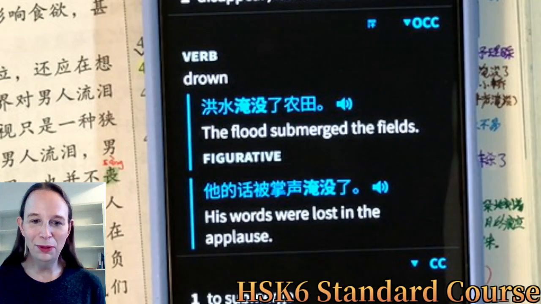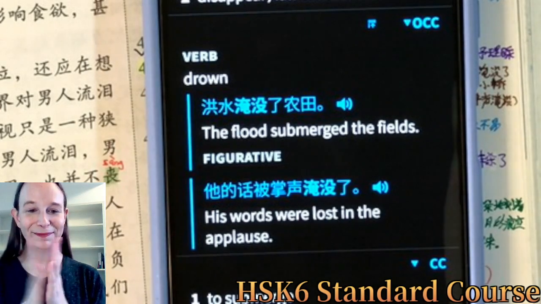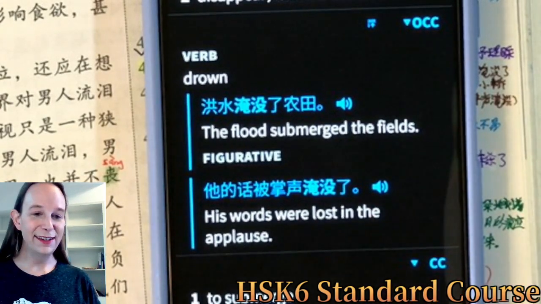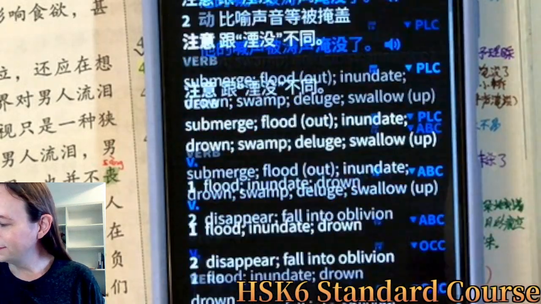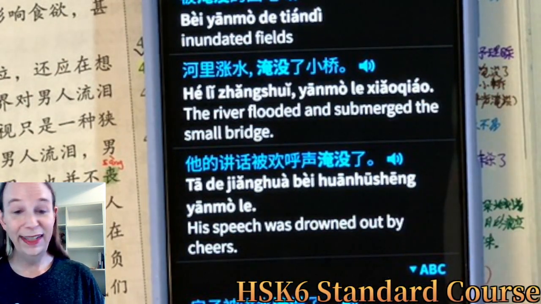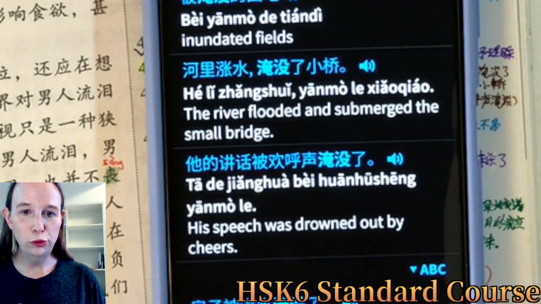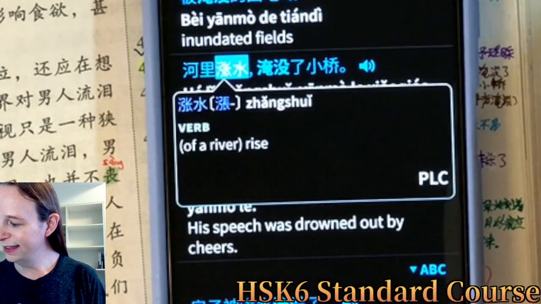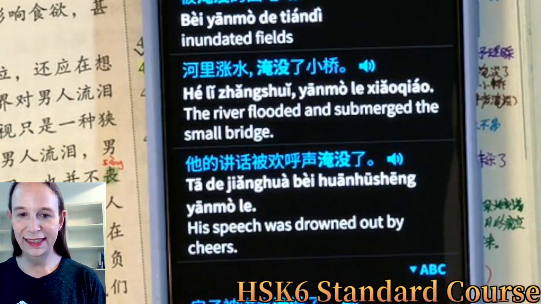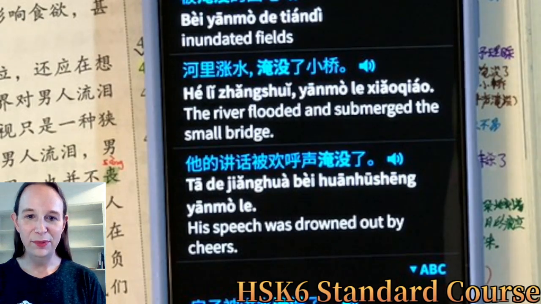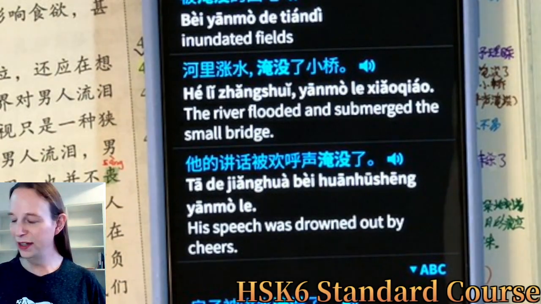Okay, 掌声 is applause, right? Okay, you know what applause is. 掌声. Actually, it's the sound of applause, isn't it? All right, 淹没. Yeah. 河里涨水. 涨 meaning to swell or bulge, I guess, or increase. 涨水 rise in this case. 淹没了小桥. 桥 is bridge. So submerged a small bridge.